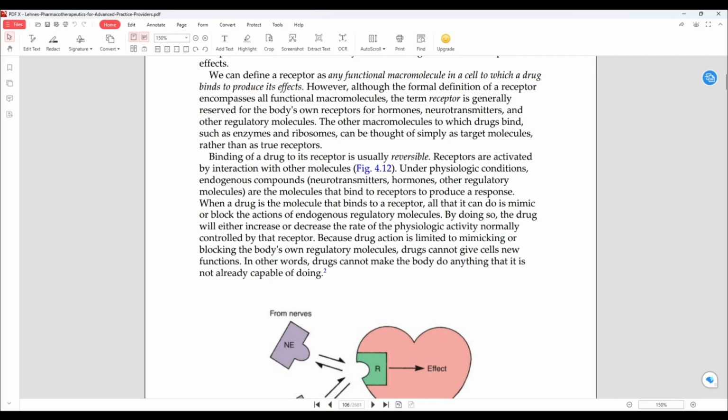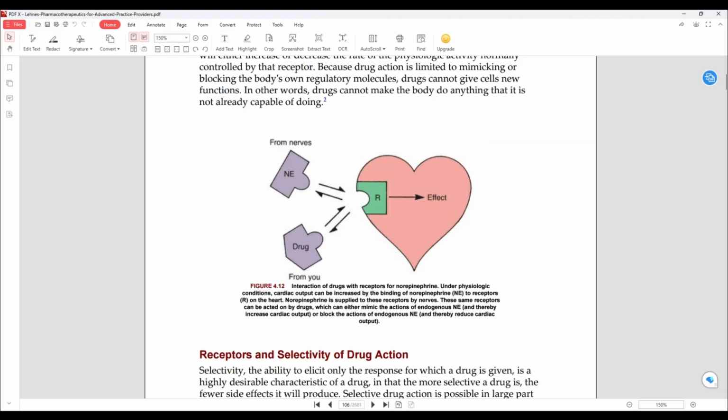Because drug action is limited to mimicking or blocking the body's own regulatory molecules, drugs cannot give new function. In other words, drugs cannot make the body do anything that it is not already capable of doing. So here you're taking a look at the interactions of drugs.